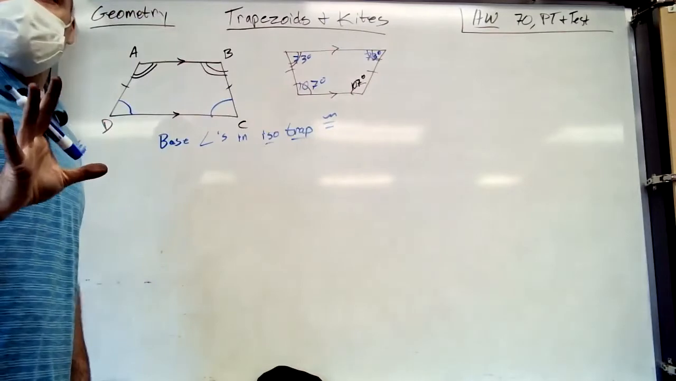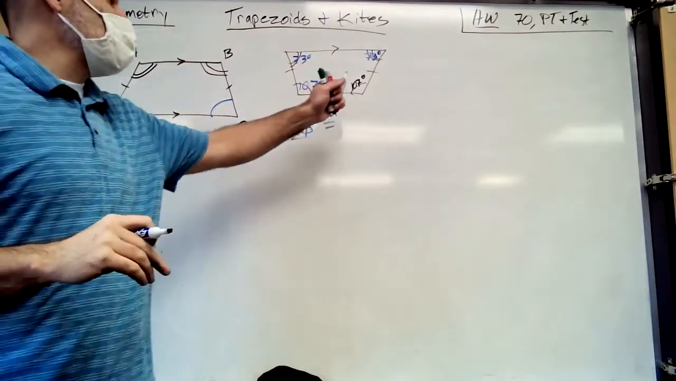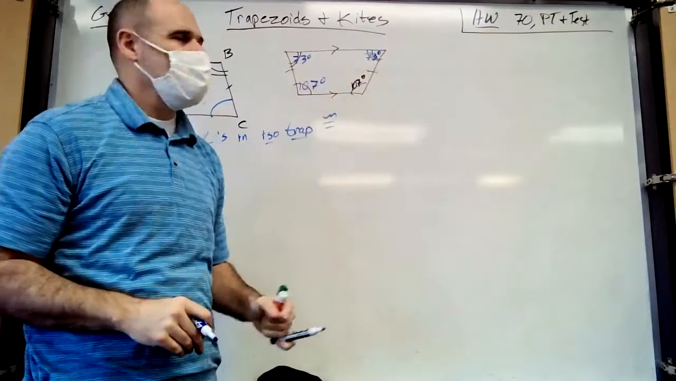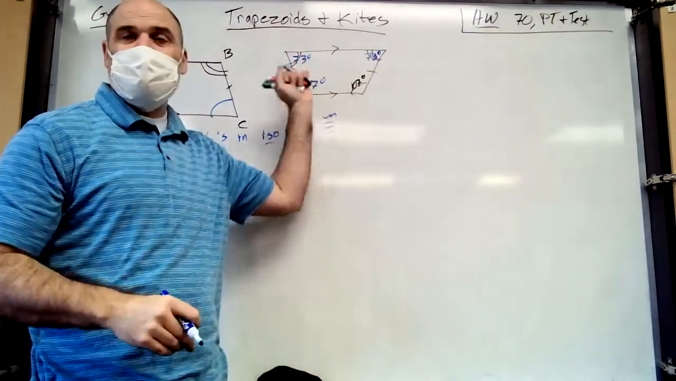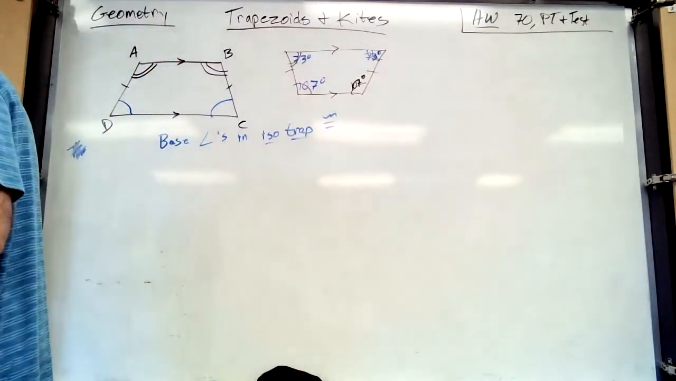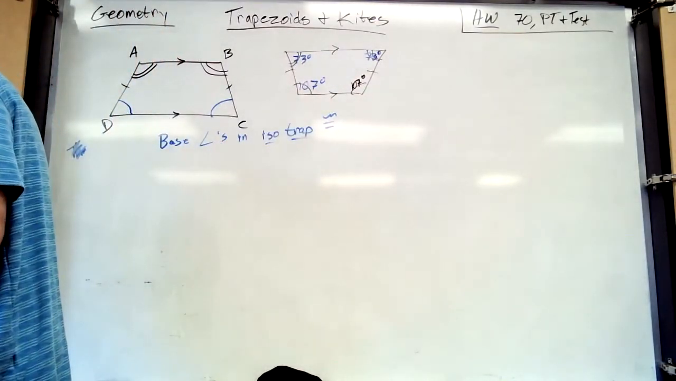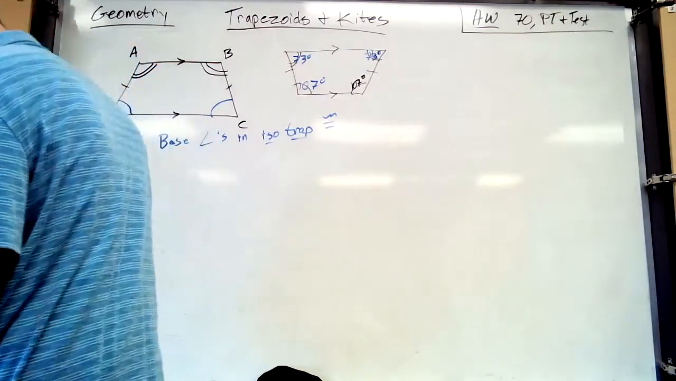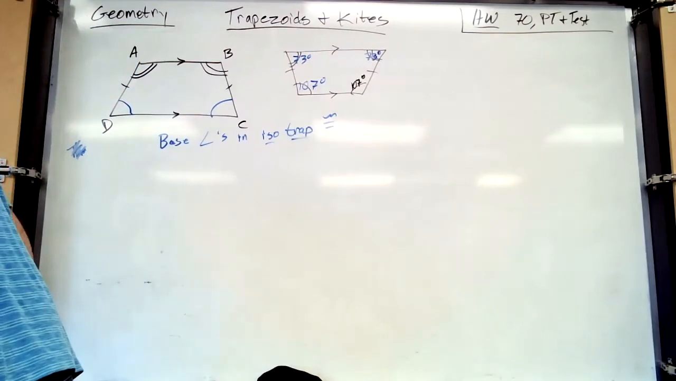Does that feel all right? Okay, so these are going to be supplementary. Again, go with your gut. Those have to add up to 180. These are the same because it's an isosceles trapezoid. All right, now moving on to kites. Well, actually, one more about a property of an isosceles trapezoid. The diagonals are congruent.